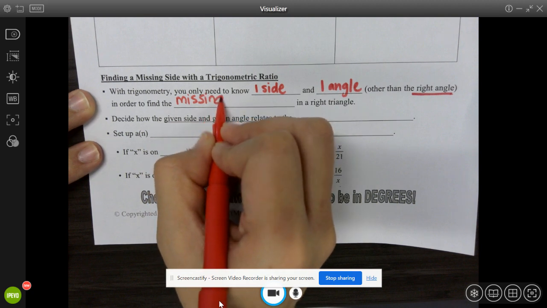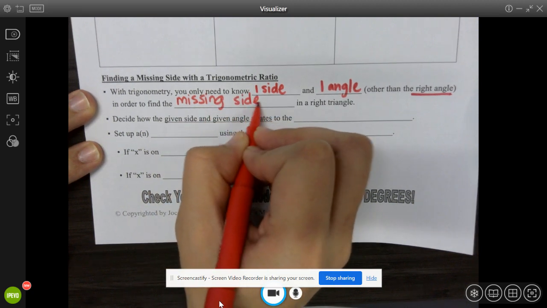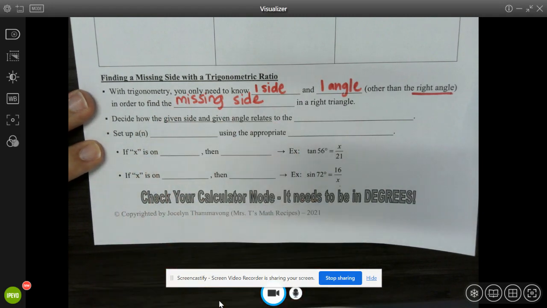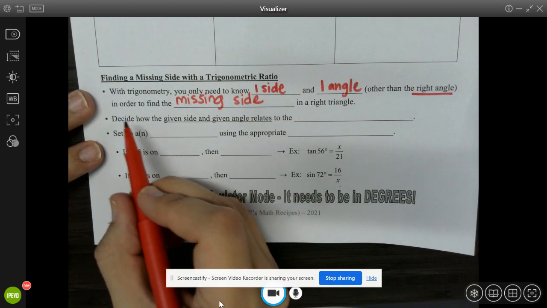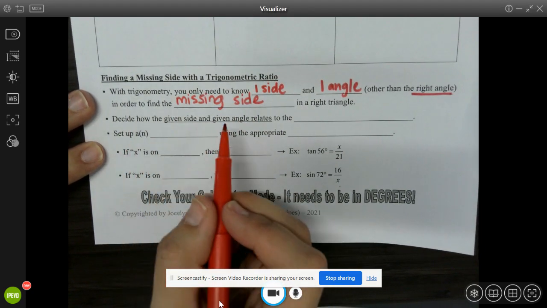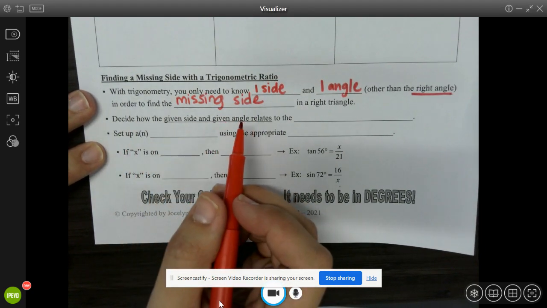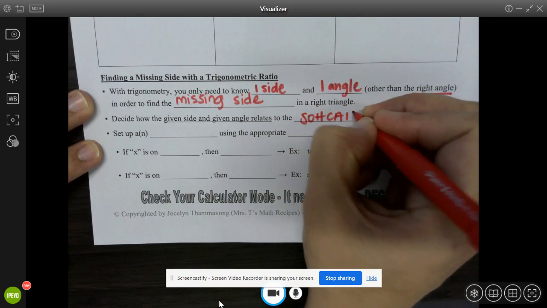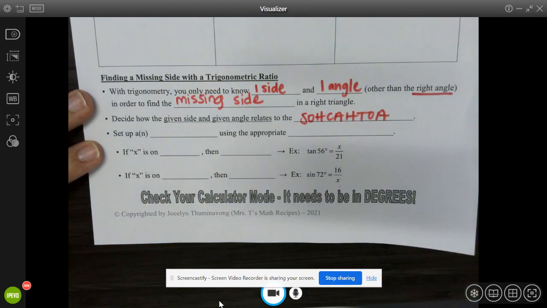This is only for finding a missing side in a right triangle. The reason we're not using Pythagorean theorem here is we only know one side. If we knew two sides, then we could use Pythagorean theorem to find the missing side. So you'll need to decide how the given side and given angle relate using SOHCAHTOA. So you'll need to figure out which one you can use.